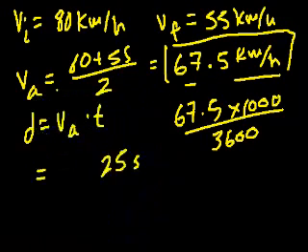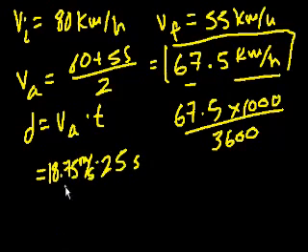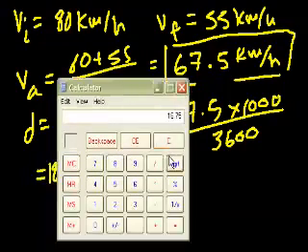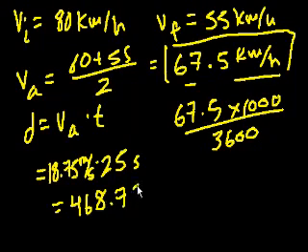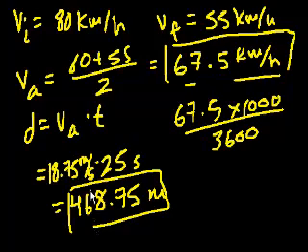18.75. That's the meters per second. That's the average velocity in meters per second. And we go for 25 seconds. So what does that give us? Times 25 equals 468.75 meters. That's how far it traveled just to brake from 80 kilometers per hour to 55 kilometers per hour.